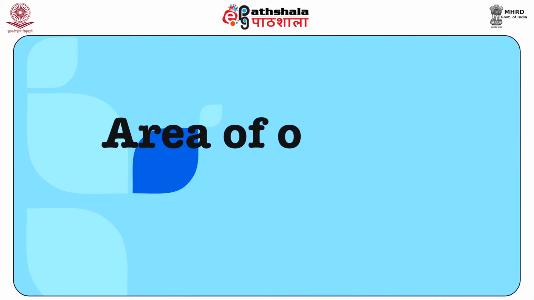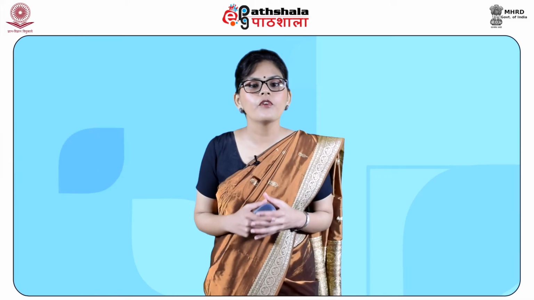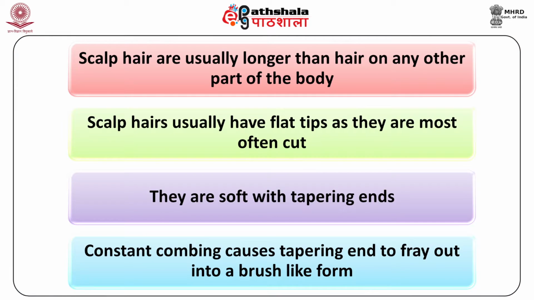The next is area of origin. The hair of one part of the body differs from the other parts of the body. Scalp hair is usually longer than hair on any other part of the body. The scalp hairs usually have flat tips as they are most often cut. They are soft with tapering ends. Constant combing causes the tapering end to fray out in a brush-like form. Periodical cropping shows sharp cut tips which become blunt and round about a week later.